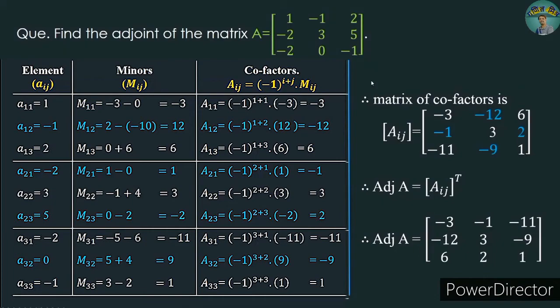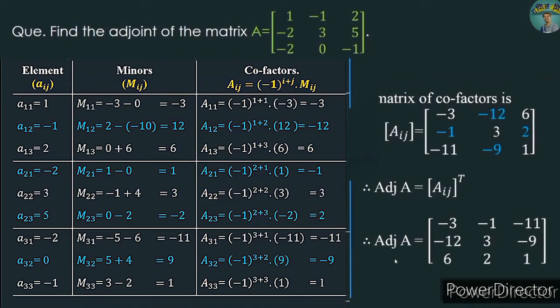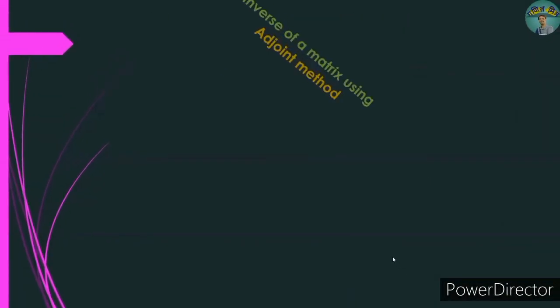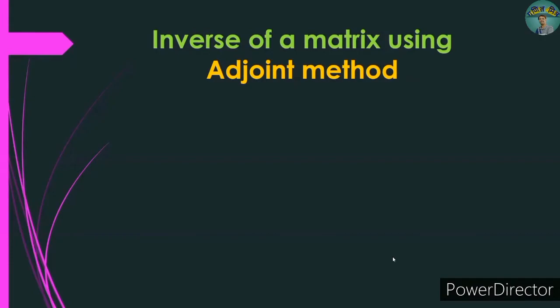So the major part of this solution is to find minors and cofactors. With the help of these values, we can easily find out adjoint of A. Now we are going to use this concept of adjoint to find the inverse of a matrix. So our next point is inverse of a matrix by using the adjoint method. In this case, we are going to follow these steps.